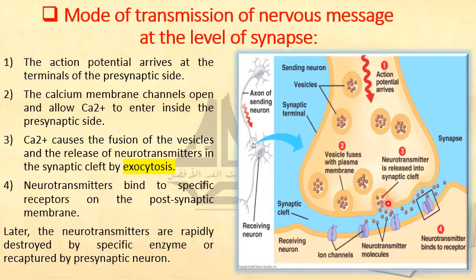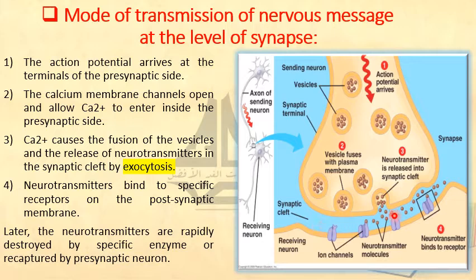Once the fusion takes place, the synaptic vesicles are going to open, and look how the neurotransmitters are released into the synaptic cleft. Here, a very important phenomenon takes place. The opening of the synaptic vesicles and the release of the neurotransmitters is a phenomenon called exocytosis. From its name, exocytosis, exo means outside. It means the neurotransmitters are released outside the vesicles and they are released into the synaptic cleft.